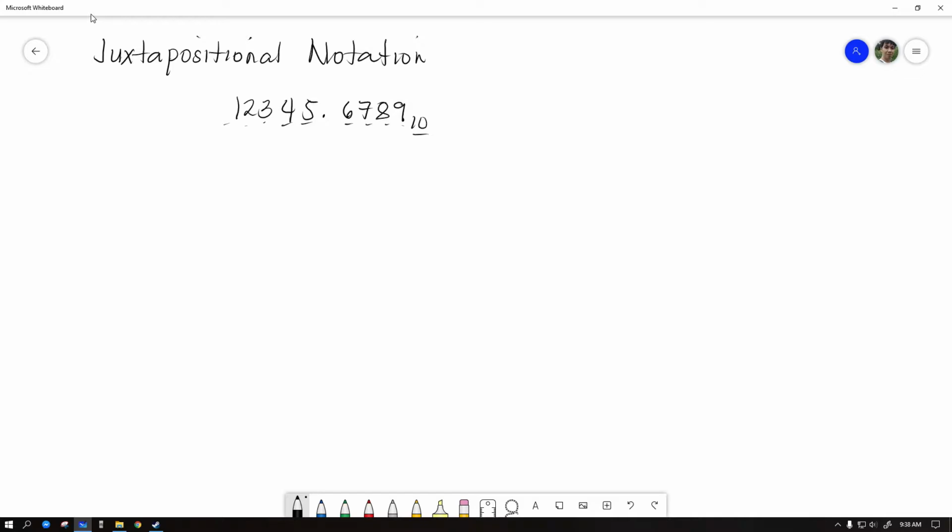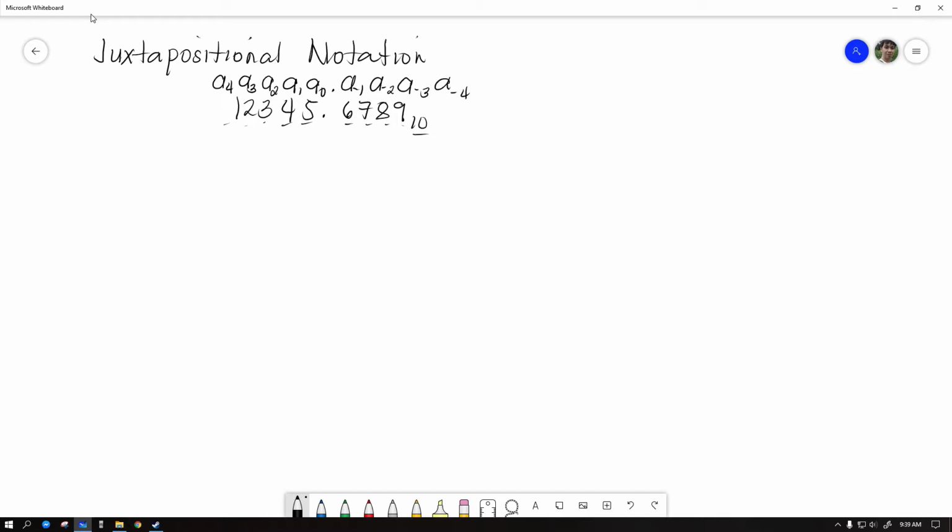So let's count how many digits your integer part has. 1, 2, 3, 4, 5. So this is stated as A4, A3, A2, A1, A0. Point. This is A negative 1, A negative 2, A negative 3, and A negative 4.